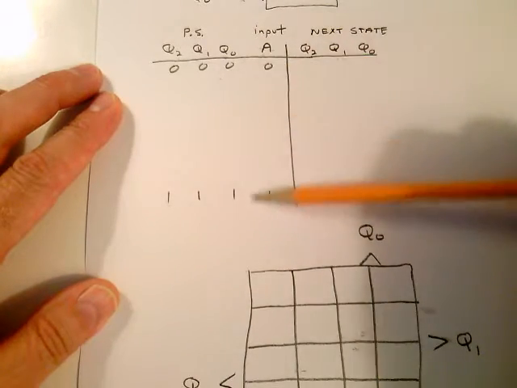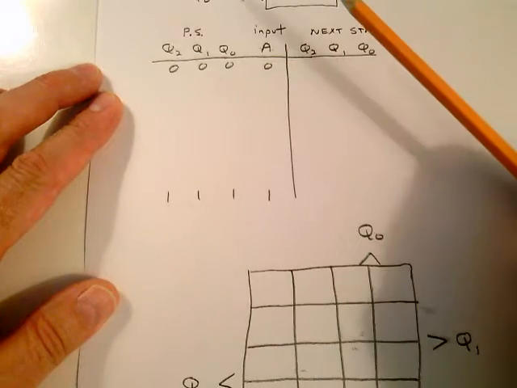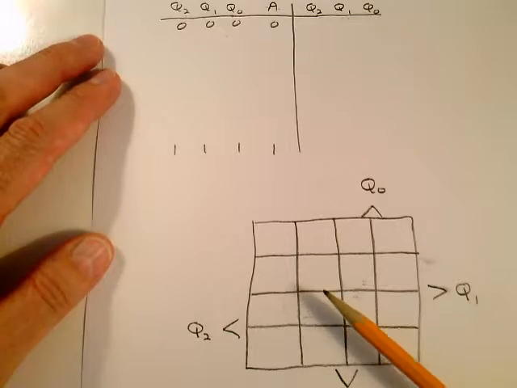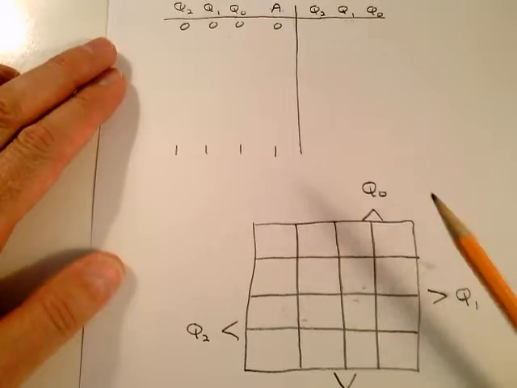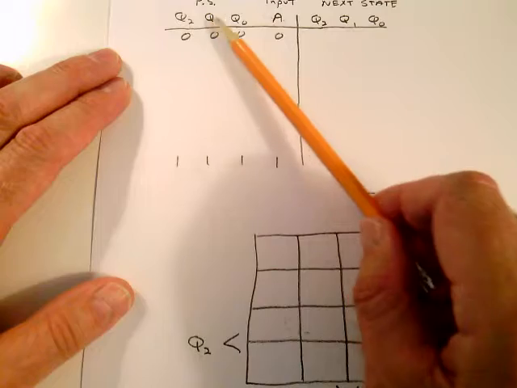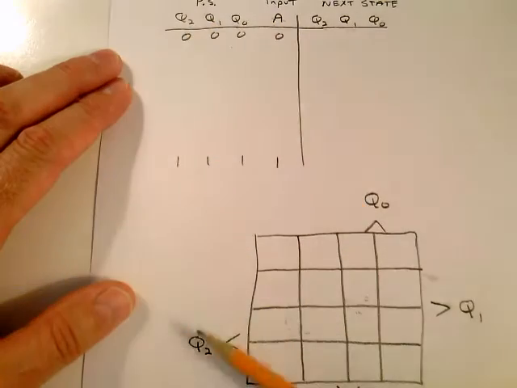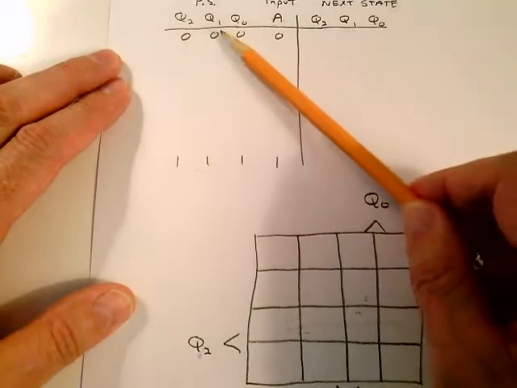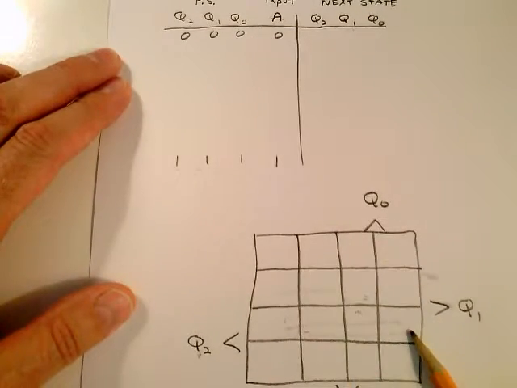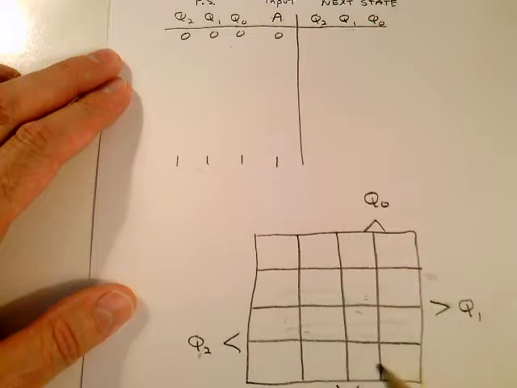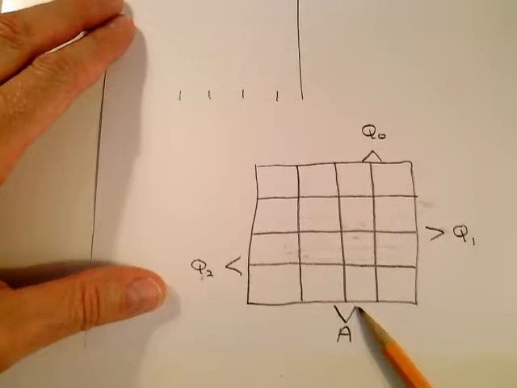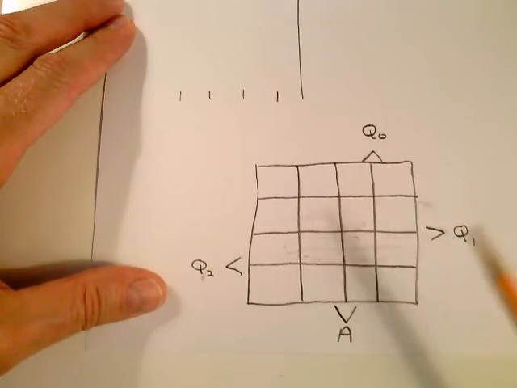That's going to be 16 possible states, just like the previous one. But when you're down here laying out this K-map, this isn't A, B, C, D anymore. This is Q2, the bottom 2 rows. Q1, the middle 2 rows. Q0, the last 2 columns. And A is the least significant bit, which is the center 2 columns.